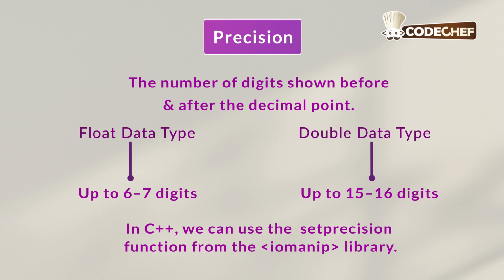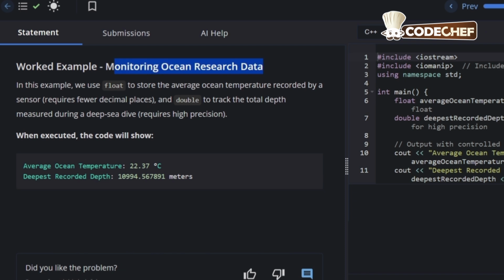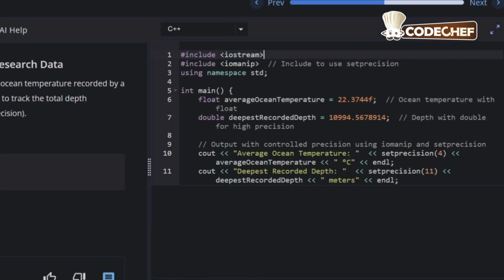Okay, now we are going to go to the CodeChef platform to see an example to learn the use of data type float and double, and also to see how to use the set precision function in C++. Here the program objective is monitoring ocean research data, and the expected output is average ocean temperature: 22.37 degrees Celsius, deepest recorded depth: 10,994.567891 meters.